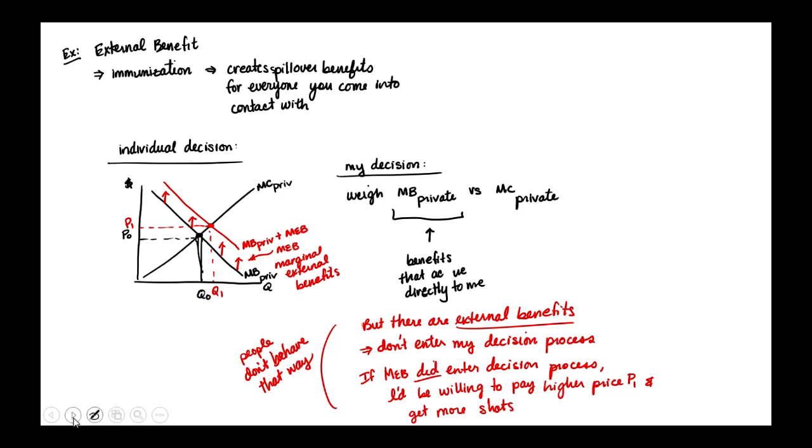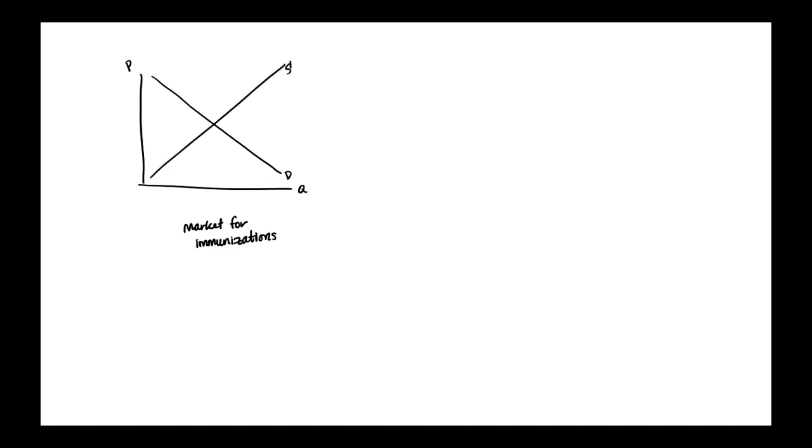So now let's do the same thing and let's expand this to look at a market. Instead of just looking at my private individual decision, and you're going to see it's going to work the same way. So let's let this be the market for immunizations. And we've got our downward sloping demand curve and our upward sloping supply curve. And again, remember that demand curve captures private marginal benefits. And the supply curve captures marginal cost.